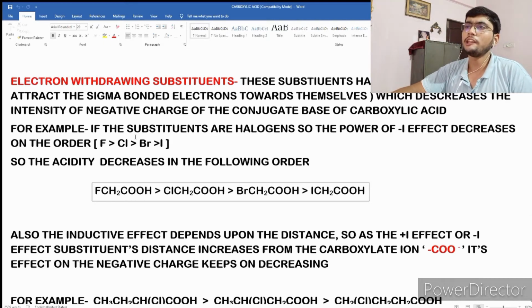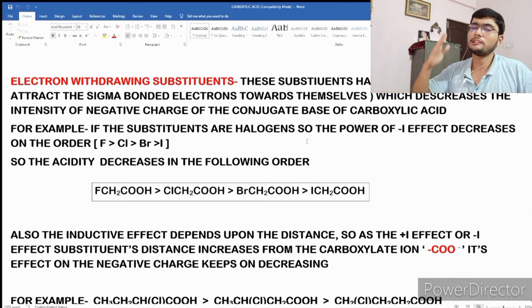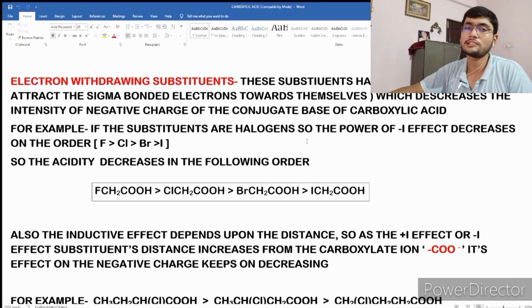For example, if the substituents are halogens, I am taking halogens here, though there are many more minus I effect groups like hydroxyl group and methoxy group. But here I am taking halogens as the example. Basically, the power of minus I effect decreases in the order that fluorine is the most powerful minus I effect group, then comes chlorine, then bromine, and then iodine.